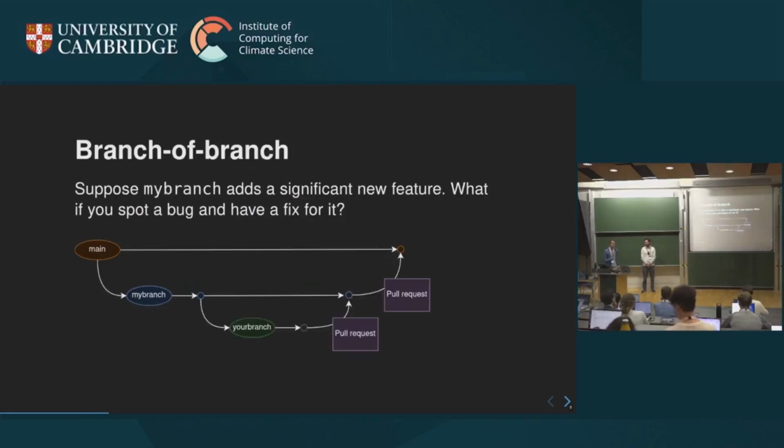What about if you are making some developments and then either you or someone else spots a bug in what you've been doing? Well, if it was just yourself, maybe you can fix that on the branch. But if it's someone else, typically people don't push to other people's branches. So one option is to create a branch of a branch and then open a pull request to merge that in. This is something that you might consider doing if, for example, my branch is a really big change and your branch is just a small fix. So that's one option.